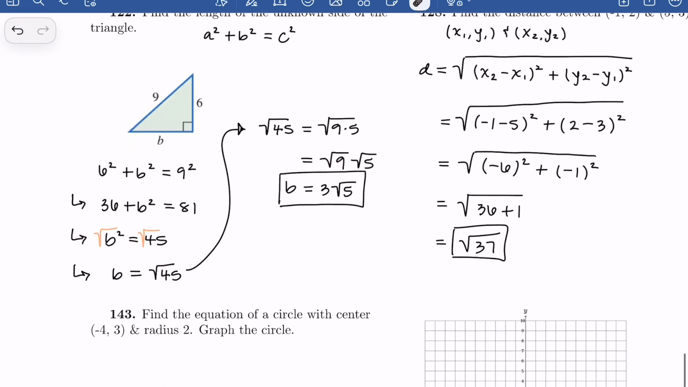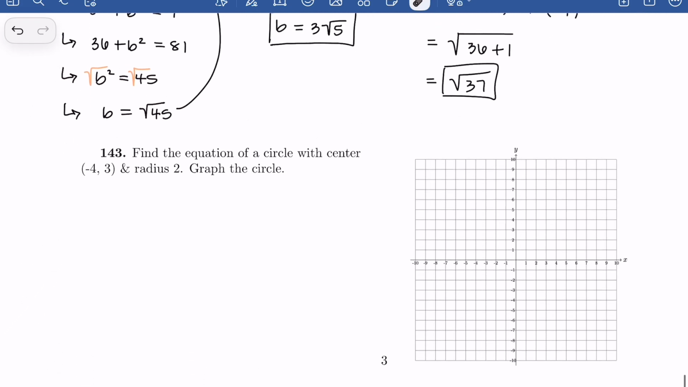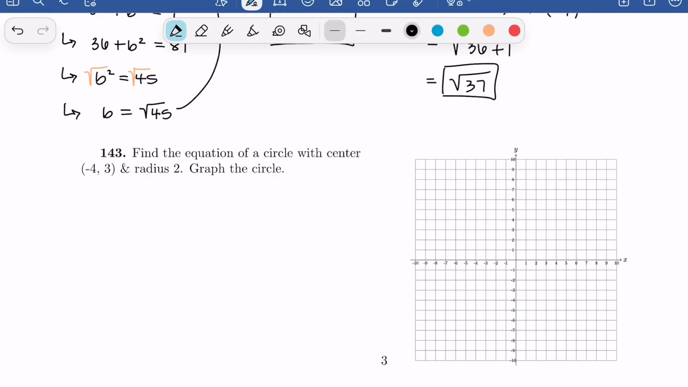All right, and for our last problem in this video here, we want to find the equation of a circle given this center and this radius, and then graph this circle. So we're going to have another formula from our textbook, and this is the equation of a circle in center radius form. It looks like this: x minus h squared plus y minus k squared is equal to our radius squared. Now this is derived from our distance formula. So if you're curious, go ahead and check that out. But this h comma k here is going to be the center of our circle.